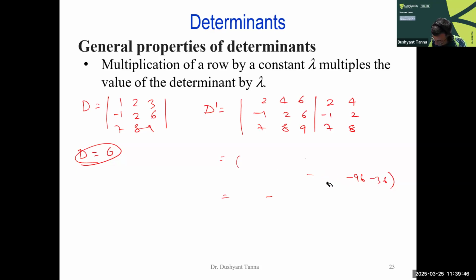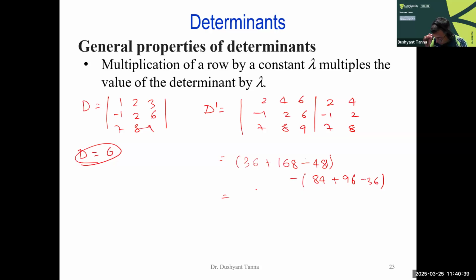Okay. Let me do it again. So that's 36 plus 168 minus 24 minus 84, 96, 36. That's not right. 48, 84, 96, and 36.